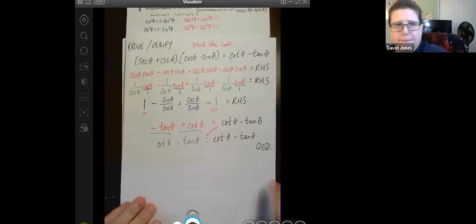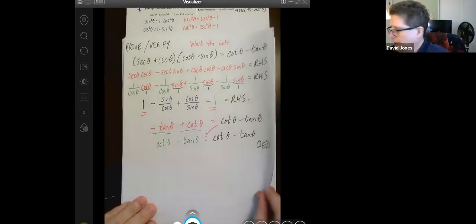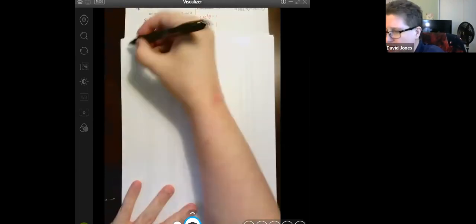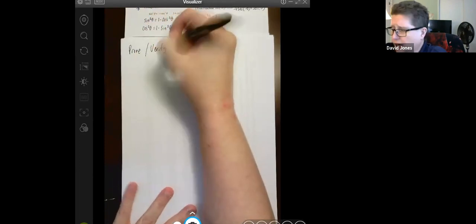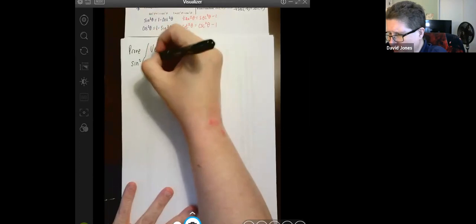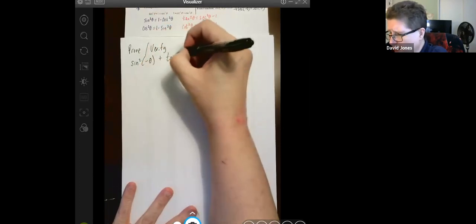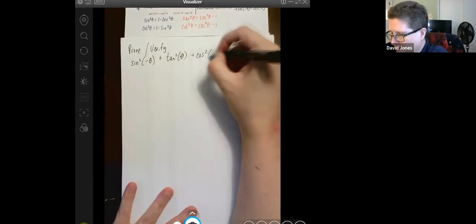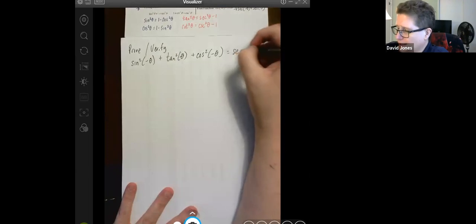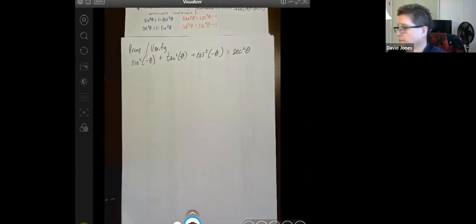Ready for another fun one? They're all fun. Hopefully you tried to pause that last one and do it yourself. Try to pause it and do this one yourself. Prove or verify. I've got sine squared of negative theta plus tangent squared of negative theta plus cosine squared of negative theta equals secant squared theta. Try to prove that.